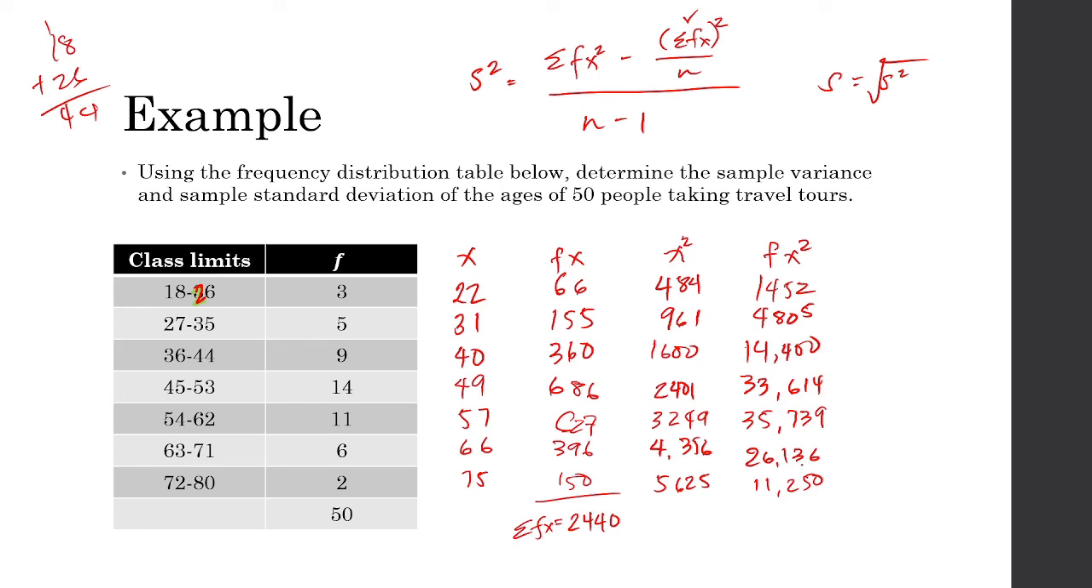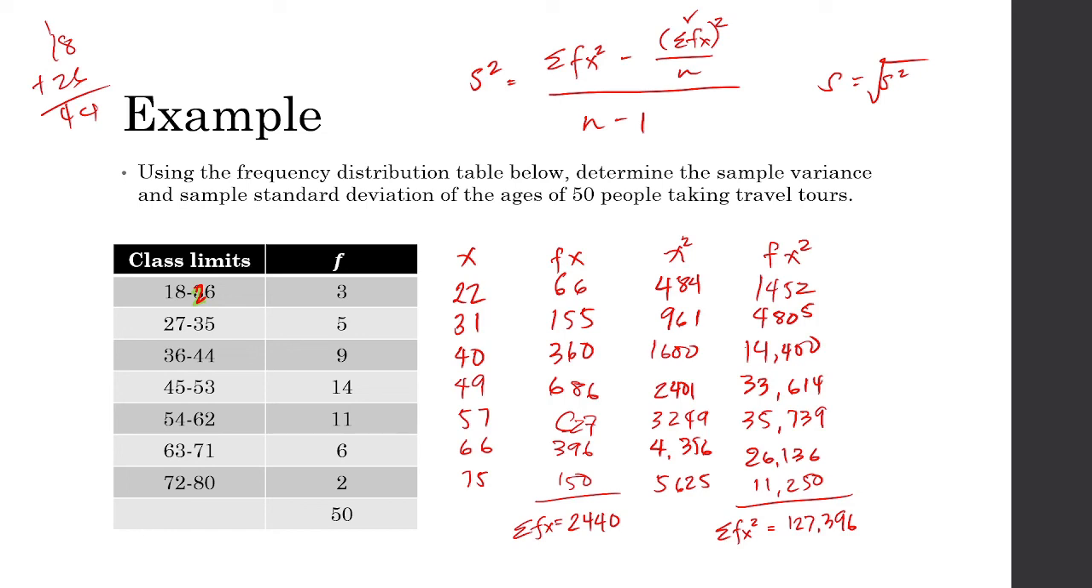So for the next part, we just need to add all of this. Okay? So we'll have there 1,452 plus 4,805 plus 14,400 plus 33,614 plus 35,739 plus 26,136, then your 11,250, and we will have here 127,396. So hopefully pare-parehas tayo na nakuha.